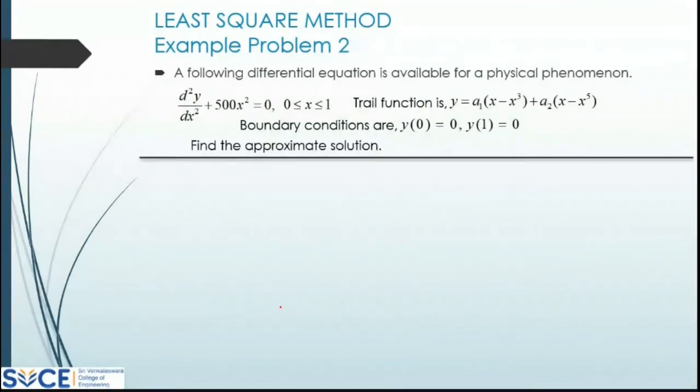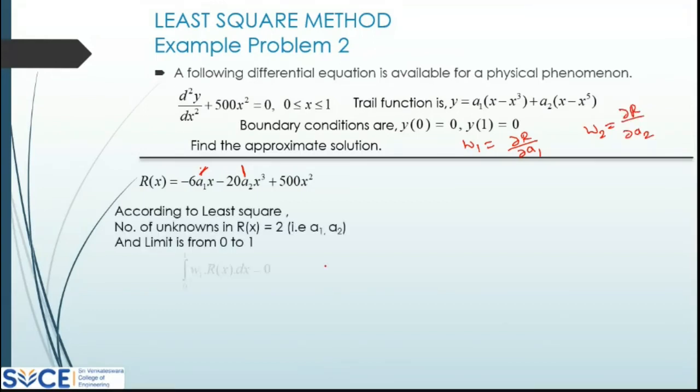So this one, which is having two trial functions, you got what is your R of x? Your R of x is -6a1x minus 20a2x cube plus 500x square. Here you have two constants, so two unknowns, a1 and a2. Which means I have two weighted functions, W1, which is ∂R/∂a1, and the other is W2, which is ∂R/∂a2. So for the first one, the integral from 0 to 1, the limit I am not going to change, of W1 R of x dx, where W1 is ∂R/∂a1.